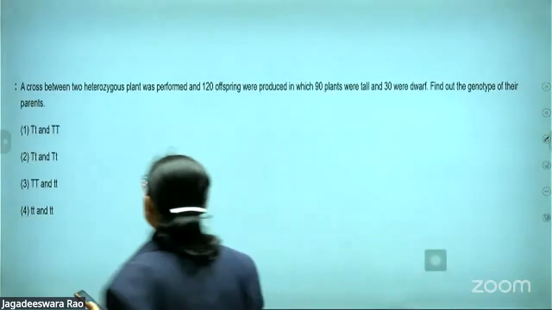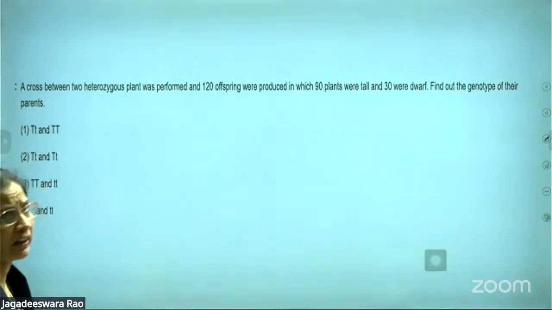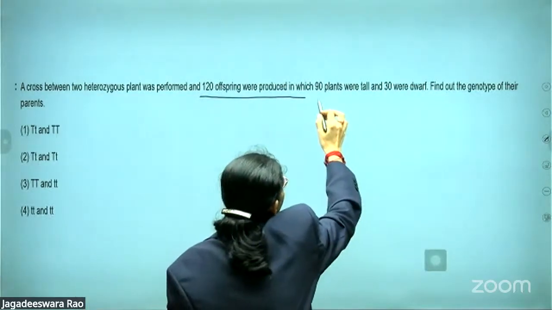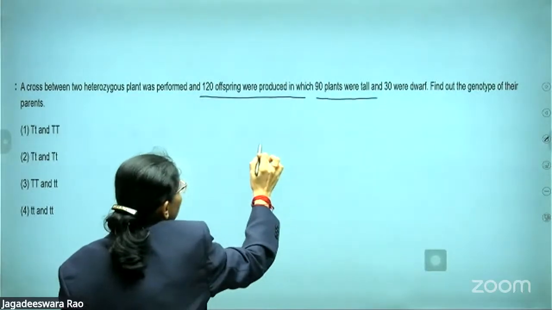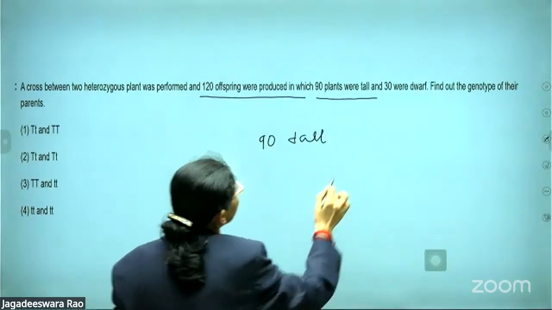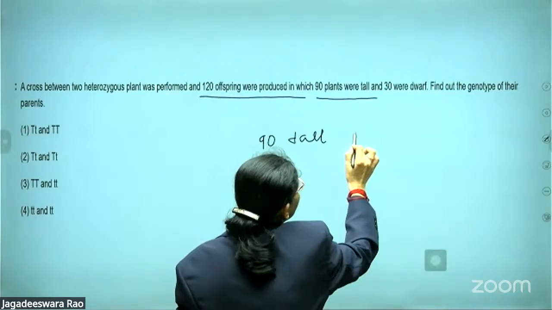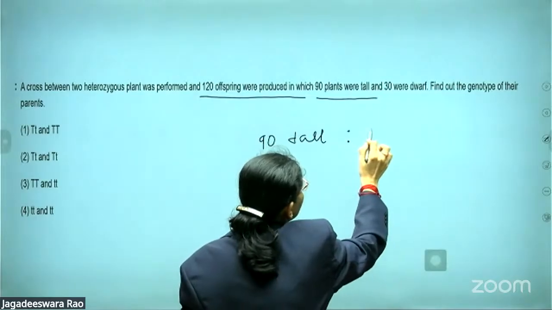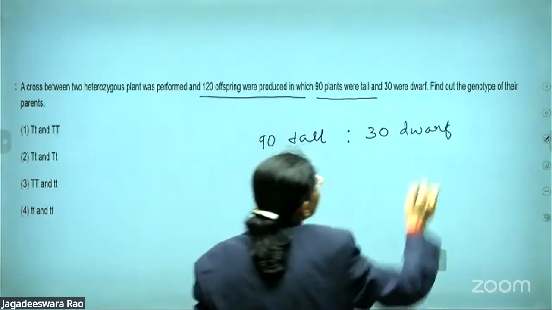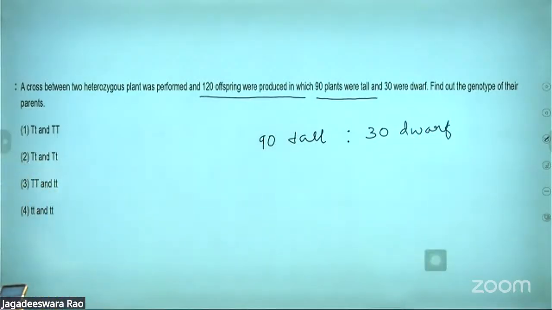A cross between two heterozygous plants was performed and 120 offsprings were produced, in which 90 plants are tall, and 30, let me write it in the ratio form, 30 dwarf. That means, find out the genotype of their parents.